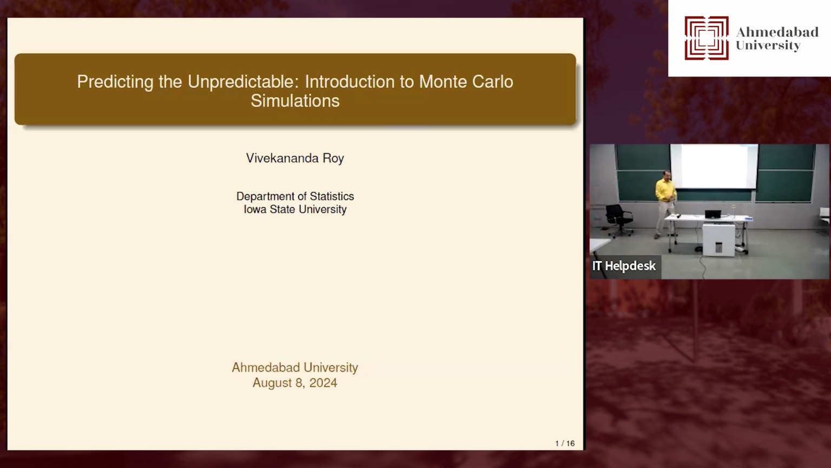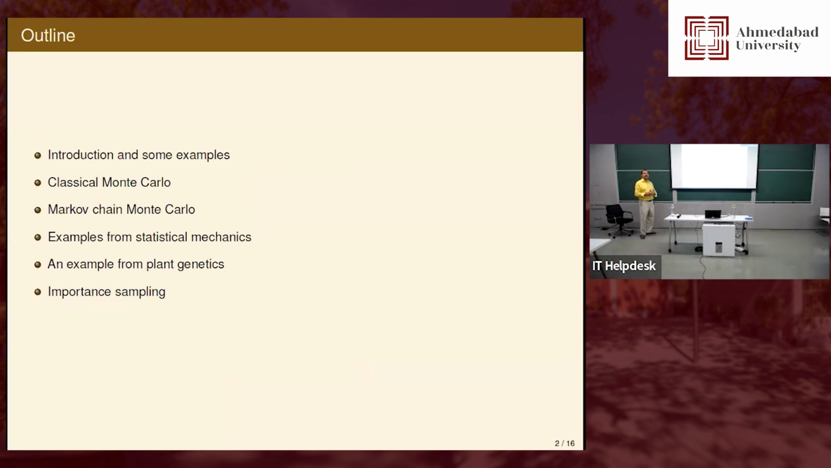So here is a brief outline of my talk. I will mostly focus on different types of examples from different fields. After preparing the talk, I came to know that there are a lot of environmental and climate applications going on around here. I don't have any examples from there in my slides, but I'll try to briefly touch on some of the examples where Monte Carlo methods are used for environmental applications. So I'll introduce some examples.